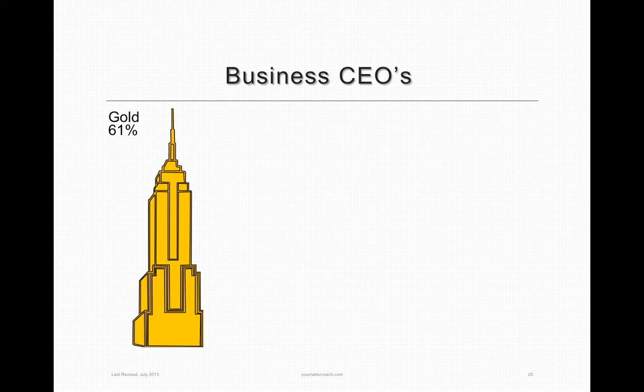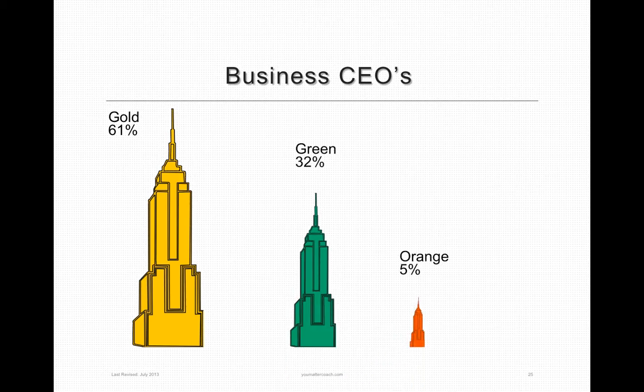Honestly, I think I would have guessed orange, to be honest. But it shows that it's 61% gold, and then next green, and then orange. And then look at the blue, so tiny. Doesn't mean you can't be a CEO if you're blue or orange. Maybe this is looking at Fortune 500 companies. Maybe as an orange or blue, you'd be more interested in a smaller company, small business instead.